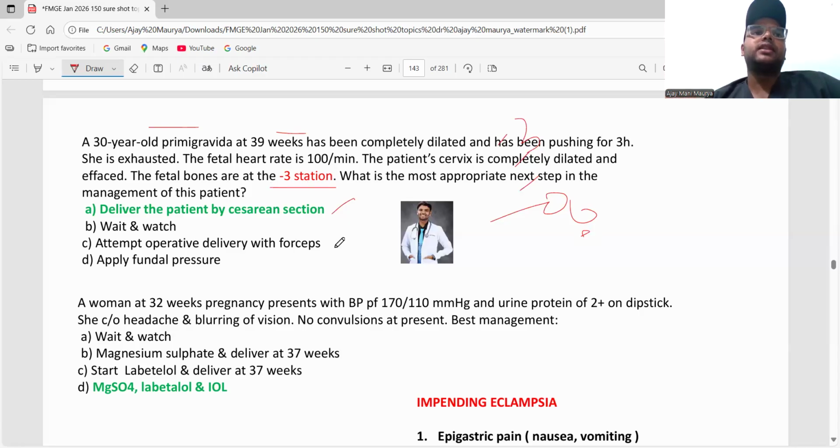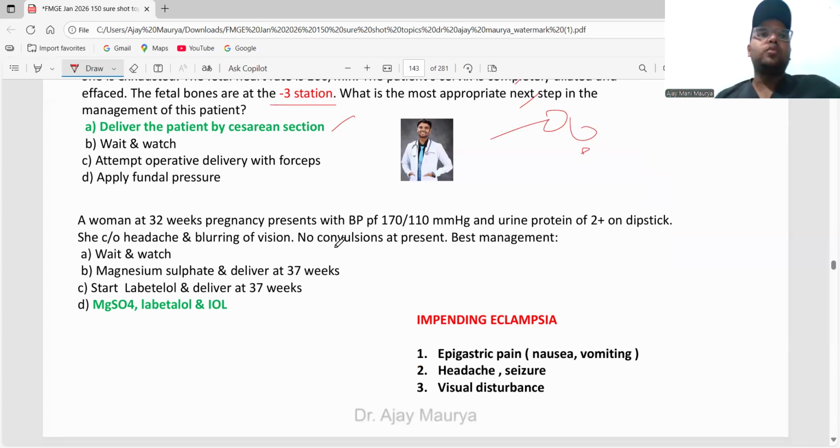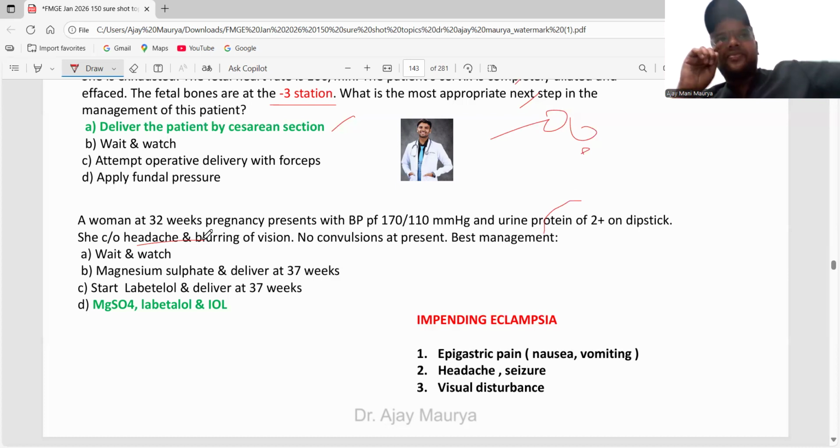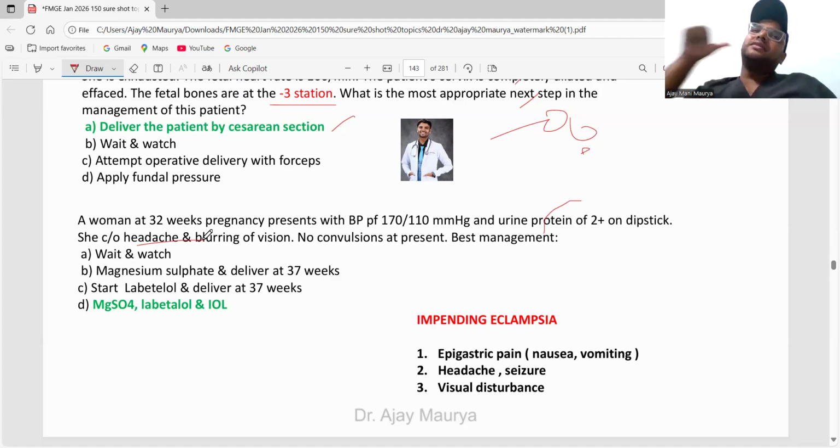Next one: a woman at 32 weeks pregnant with BP 170. There is urine protein +2. She complained of headache and blurring of vision. Oh my goodness. See how they are mentioning the headache and blurring of vision. Why are they giving this headache and blurring of vision?